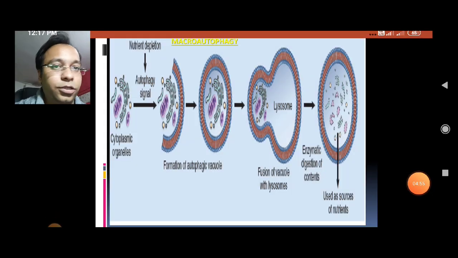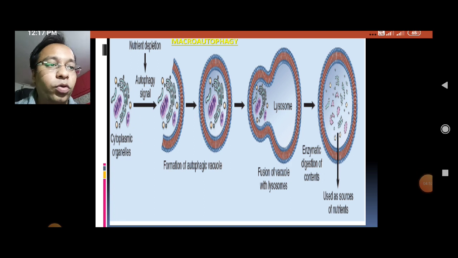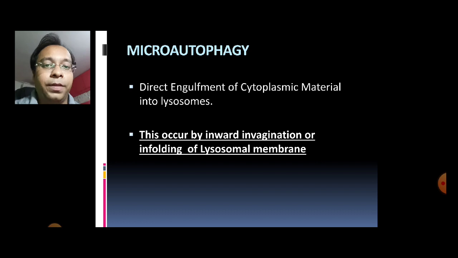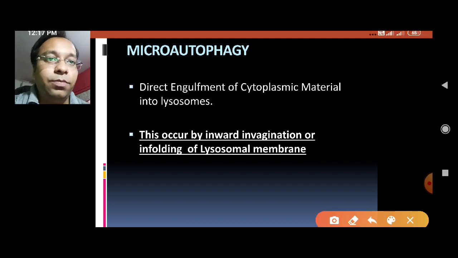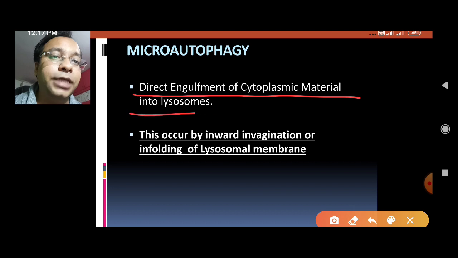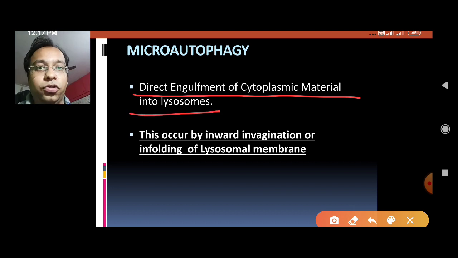So this digested content will be used as a resource for survival. Okay. The second mechanism is micro-autophagy. So guys, here the autophagosome will not form. Here there will be direct engulfment of cytoplasmic material into the lysosome.